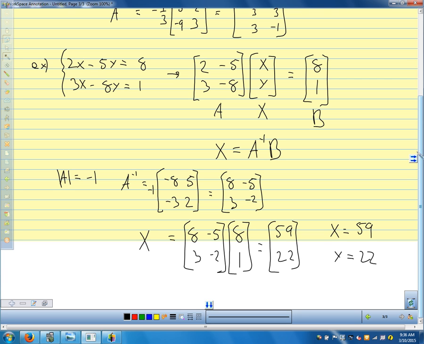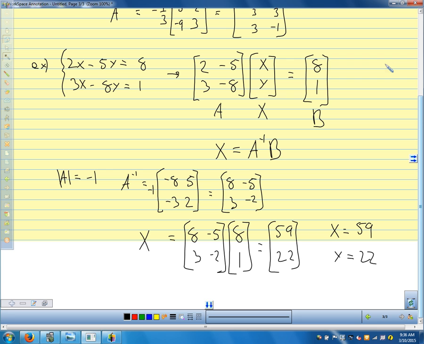How do you know what order to multiply, B first or A inverse first? In order for the multiplication to work, you have to multiply on the left, because A inverse is 2 by 2. If you multiplied it on the other side, the multiplication wouldn't work. So this is 2 by 1. We couldn't multiply a 2 by 1 by a 2 by 2. You have to do it the other way. So you're always multiplying on the left in order for the multiplication to work out correctly.